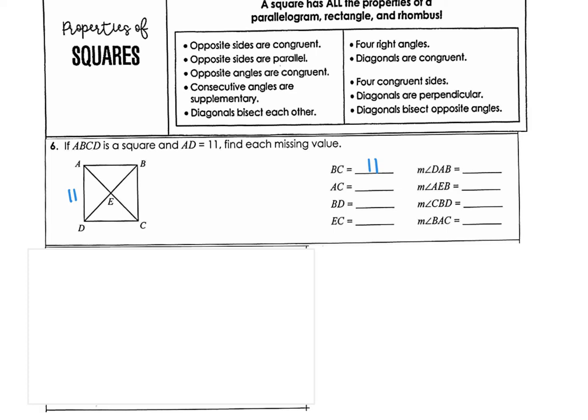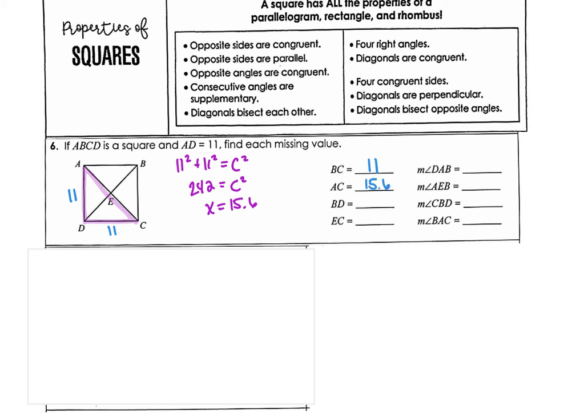Well, if they want A to C, I have a right triangle here, this right triangle right here. They want the hypotenuse. I'm going to use the Pythagorean Theorem here to do this. So I'm going to say 11 squared plus 11 squared equals my C squared. 11 squared is 121, so I get 242 when I add those together. That doesn't have a perfect root, so I'm going to get 15.6 as my diagonal there.